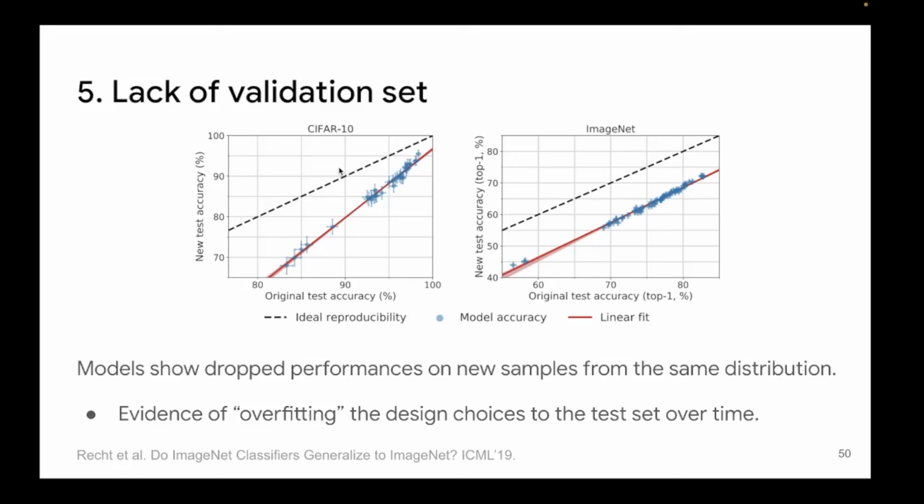And this dashed line is the x equals y line. So ideally, all the points should lie on this line if there's no overfitting to the particular validation set so far. But if you look at the current methods, they all seem to lie on a line which is different from x equals y. So there are better scores for the validation set compared to the new set. So there is some evidence for overfitting here, both for CIFAR and ImageNet.